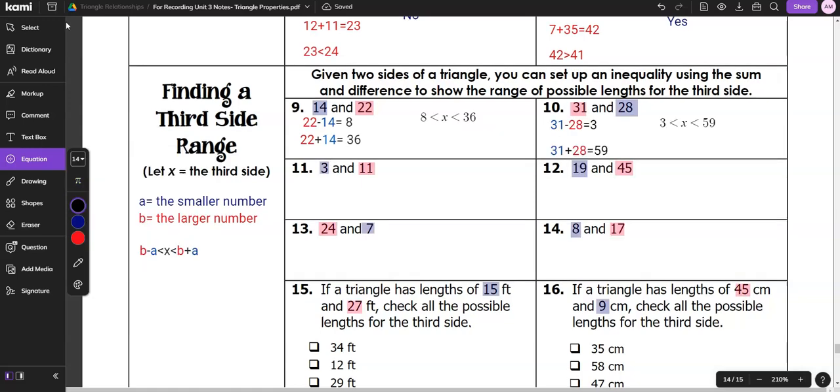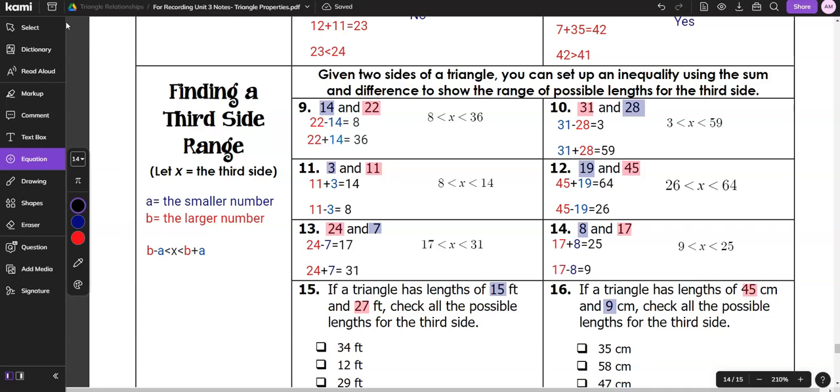All right, for number 10, 31 minus 28 is equal to 3. 31 plus 28 is equal to 59. And so the range we are looking for is 3 is less than X less than 59.